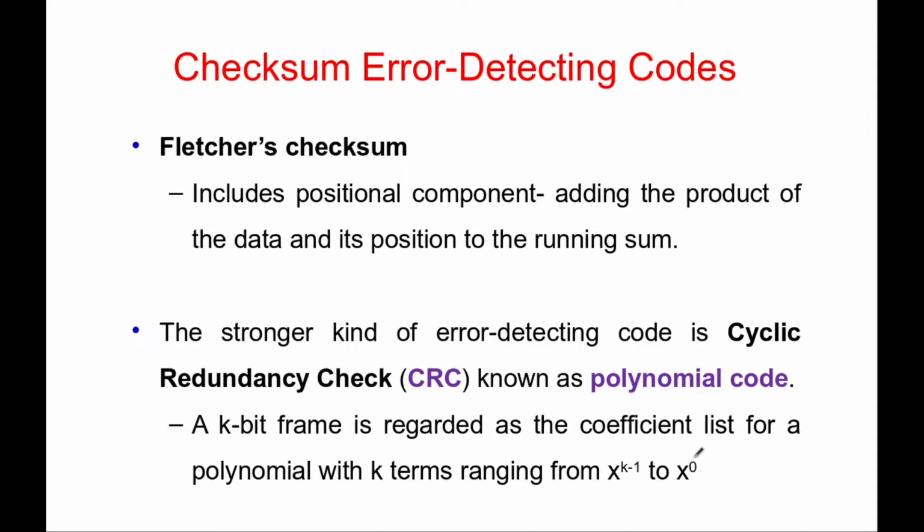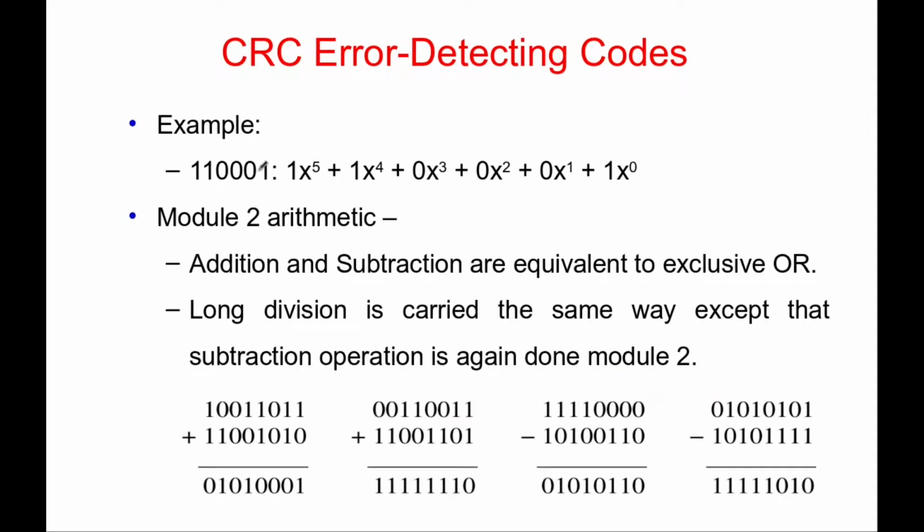That means 1. So in this example, we can see that: 1, 2, 3, 4, 5, 6. So these are the 6 bits of data to be transmitted. That can be represented as a polynomial in this fashion. So the first one, 1 into x raised to 5, since there were 6 bits. So the first term will be x raised to 5, where the degree of that polynomial also becomes 5.